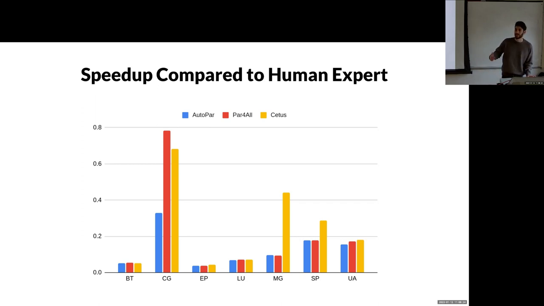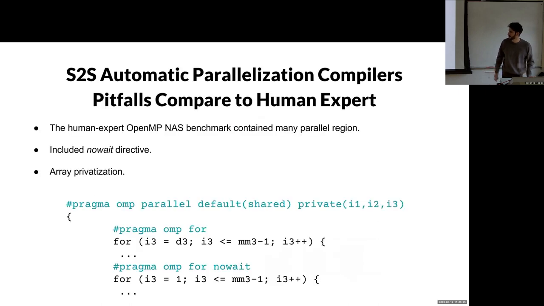So if we dive in again, why did they perform really poorly? You can conclude it in two main things. One, the nowait directive. These NAS parallel benchmarks had a lot of places with nowait, so they didn't create an overhead of threads. And the other thing is array privatization. These source-to-source compilers can't identify array privatization because it's computationally hard to identify. So in many places, you could parallelize the loop if you had a private on an array, and they just couldn't manage that.